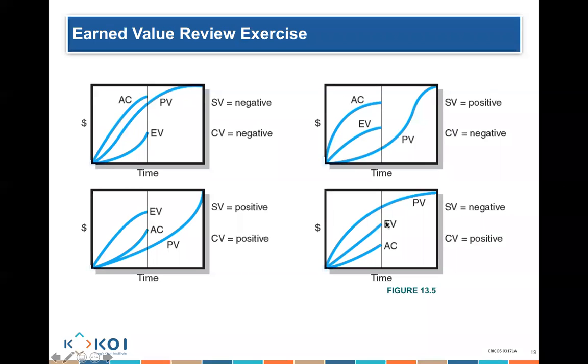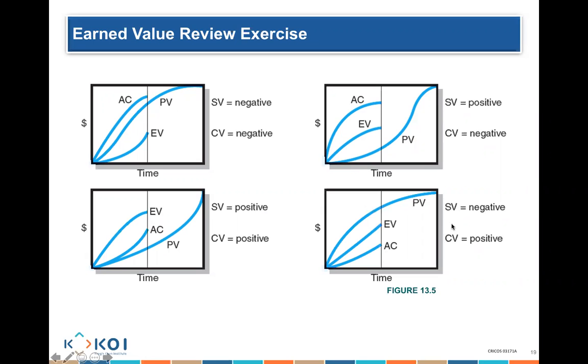Here, earned value minus actual cost. Okay, so the earned is more than the actual cost. So I am under budget because the cost variance is positive. Earned value minus planned value. Earned is less than planned, so it is negative. And because it's negative, I am behind schedule.